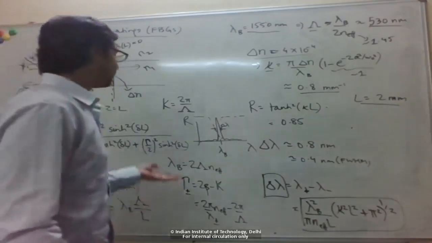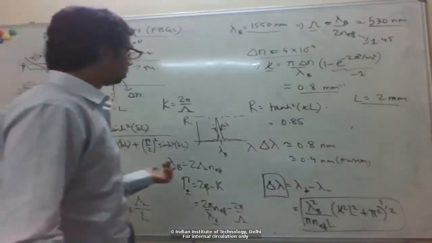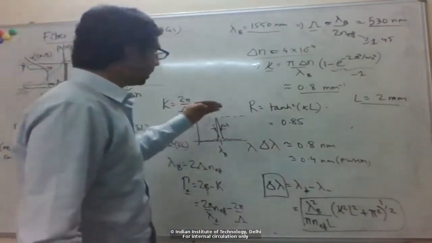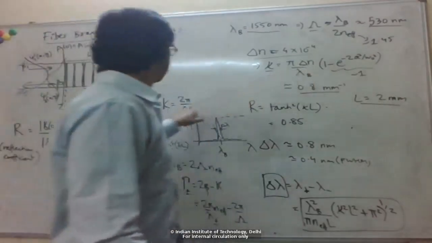Right, so basically you can design these fiber Bragg gratings for any wavelength you want with some particular bandwidth and peak reflectivity, by controlling this delta n and the period.